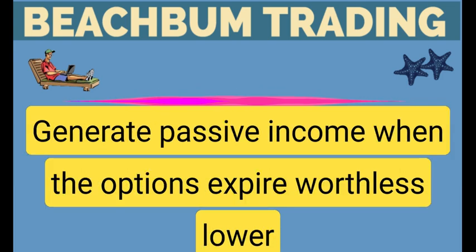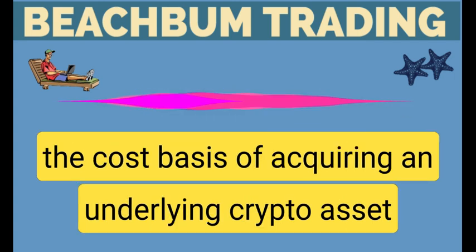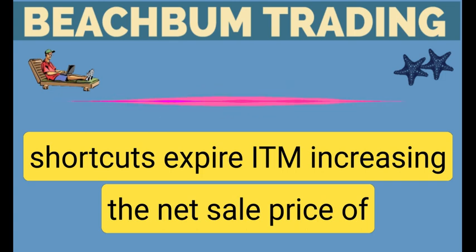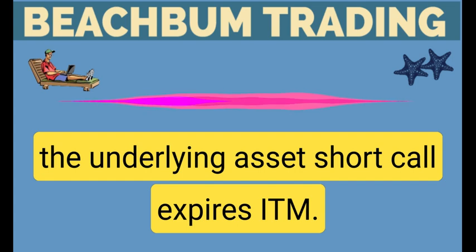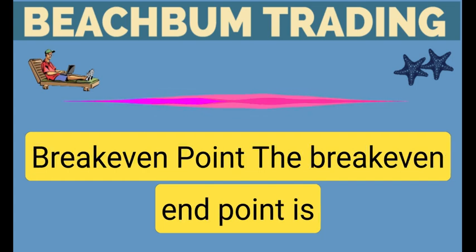Generate passive income when the options expire worthless. Lower the cost basis of acquiring an underlying crypto asset if short puts expire ITM. Increase the net sale price of the underlying asset if a short call expires ITM.